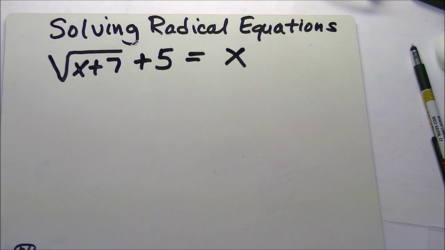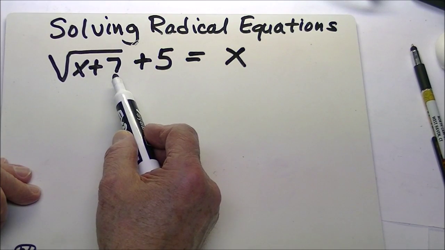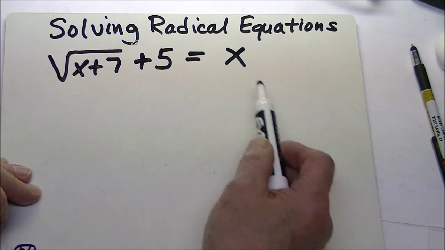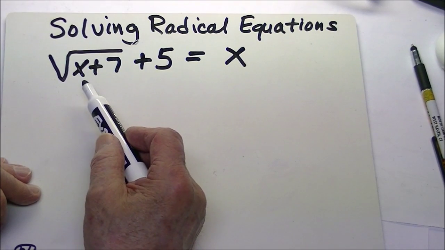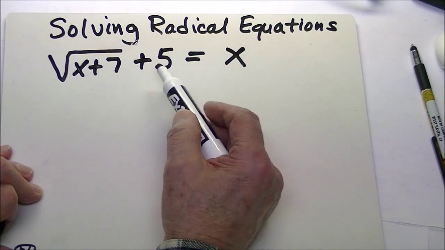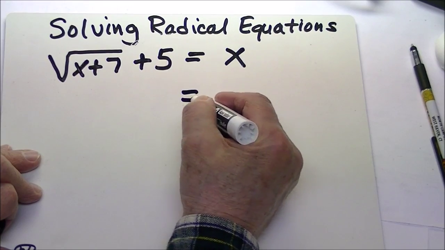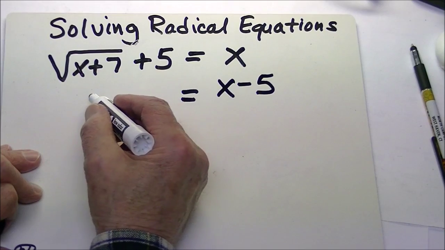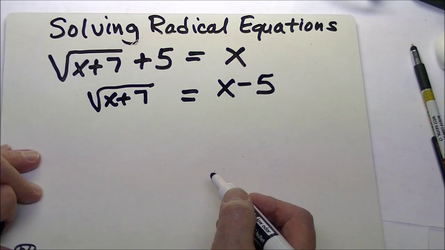Now, this next one's a little more complicated, but there's a radical expression and then two more terms. So the protocol for doing this is to get the radical expression all by itself, or we say to isolate the radical. So we're just going to take the positive 5, move it to the other side, and we get x minus 5 then on this side. So we now have the square root of x plus 7.